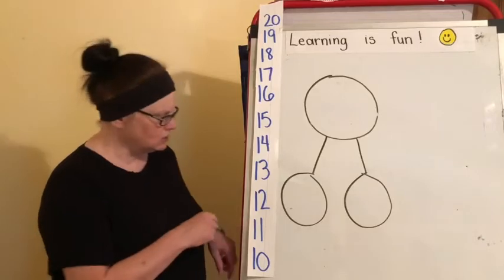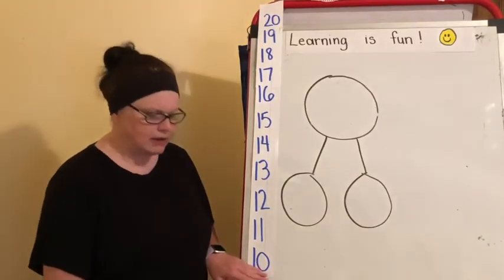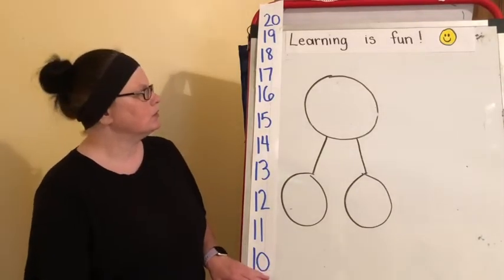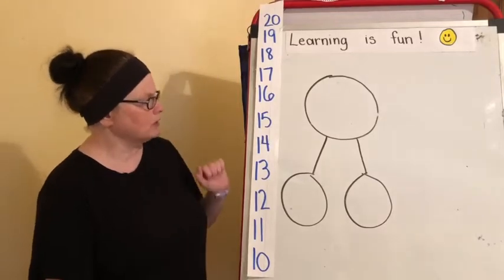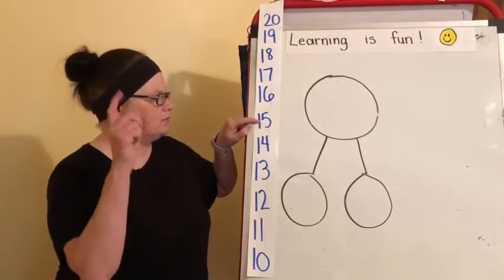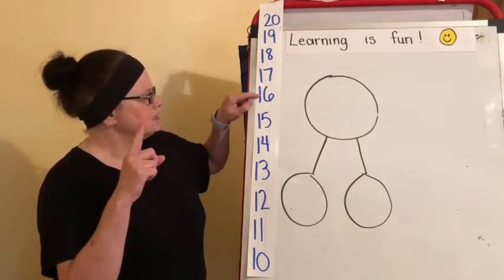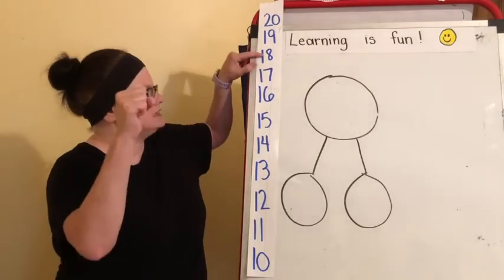All right, now let's do a little happy counting. And of course, I have my number line, and we're only going to be working with numbers 10 through 20 when we're counting today. Let's start at 15. Here we go. 15, 16, 17, 18.